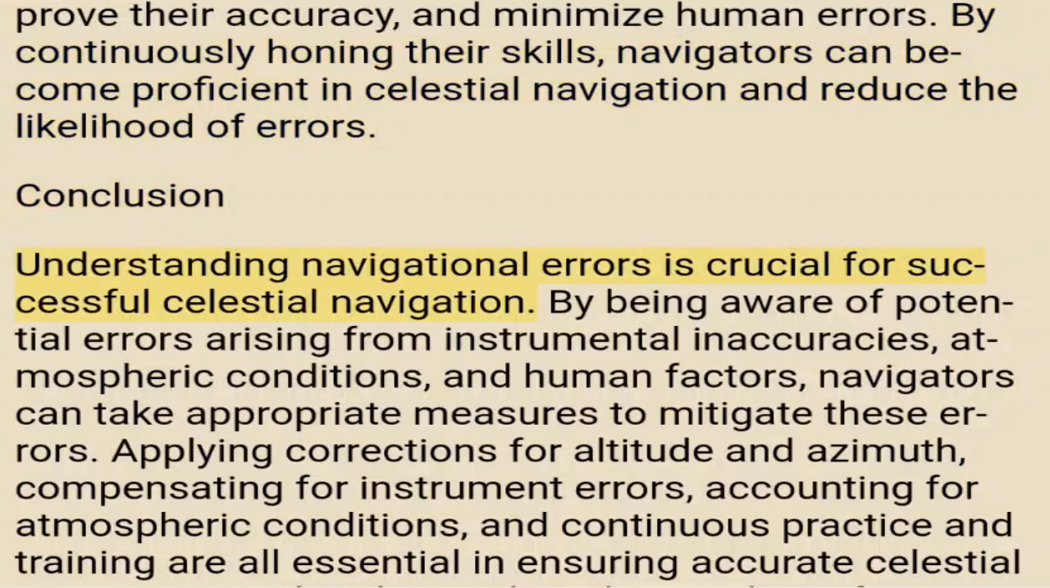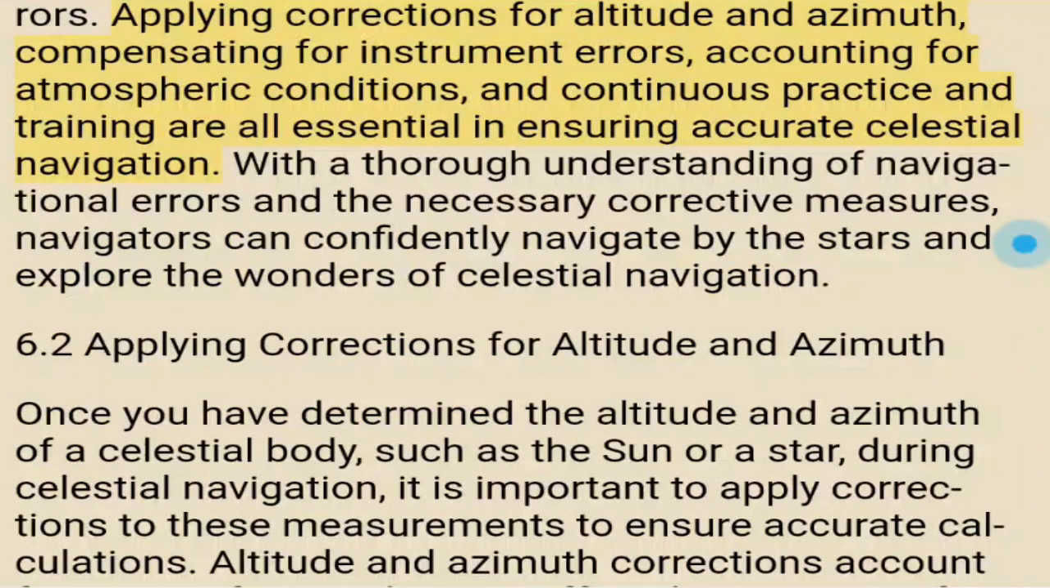Conclusion. Understanding navigational errors is crucial for successful celestial navigation. By being aware of potential errors arising from instrumental inaccuracies, atmospheric conditions, and human factors, navigators can take appropriate measures to mitigate these errors. Applying corrections for altitude and azimuth, compensating for instrument errors, accounting for atmospheric conditions, and continuous practice and training are all essential in ensuring accurate celestial navigation. With a thorough understanding of navigational errors and the necessary corrective measures, navigators can confidently navigate by the stars and explore the wonders of celestial navigation.